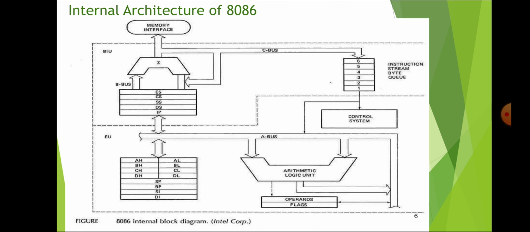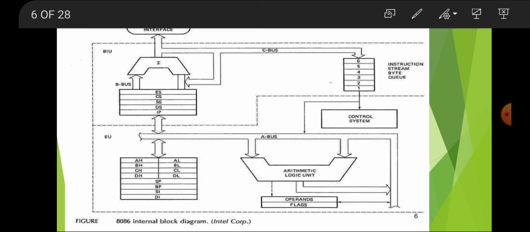Okay, so this is a very important slide of the internal architecture of the 8086. Now you can see here is the BIU and here is the execution unit. The upper part from the middle dotted line is called the BIU, that is the bus interface unit, and the lower part from the dotted line is called the execution unit. Okay, so first we are going to learn the bus interface unit, that is the upper unit.